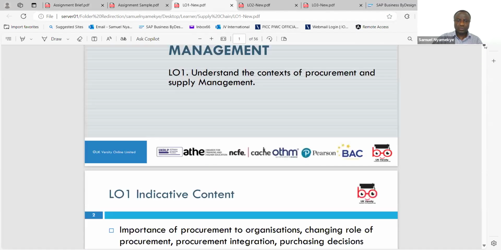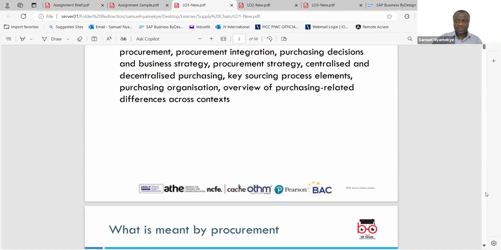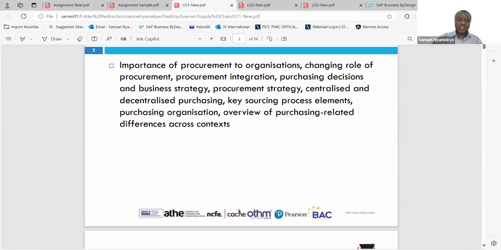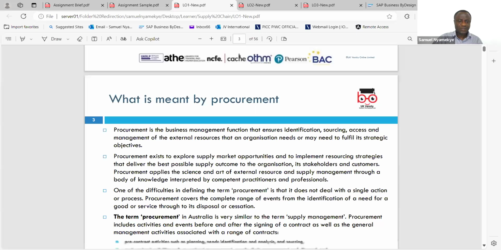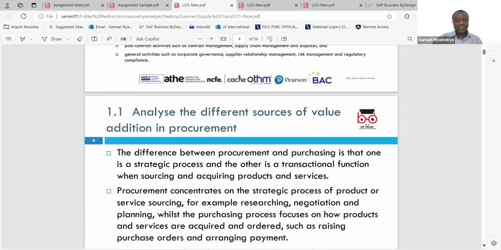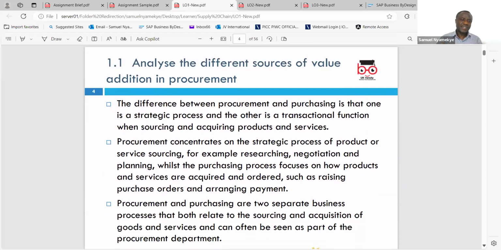Sorry to roll it up, but I just want to show you what we are talking about. So, the introduction talks about what procurement is all about. You can have the definitions and other things that I mentioned from this side. If you look at it, analyzing the different sources of value addition in procurement, it's all in the lesson that we went through during our sessions.